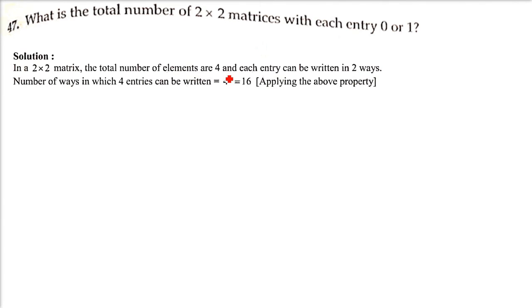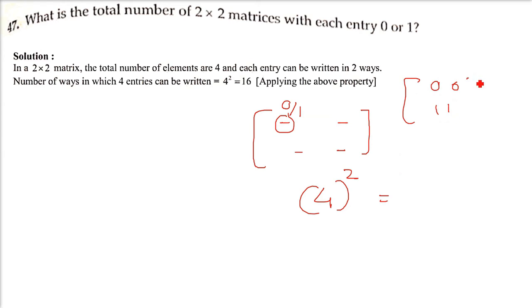What is the total number of 2 by 2 matrices with each entry 0 or 1? Now this is a 2 by 2 matrix. 2 by 2, there are 4 elements. The element can be either 0 or 1. So how many elements are there? 4. Every element can be either 0 or 1. So 2 to the power 4, it is going to be 16. Okay, I hope you got the idea. 0, 0, 1, 1, 1, 1, 0, 0, 1, 1, 0, 1 like this. There will be 16 combinations.